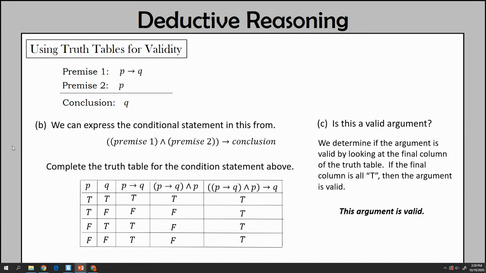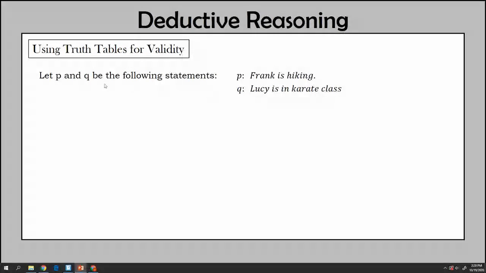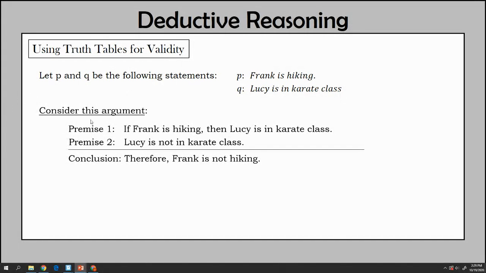And you'll get some that look like this tonight. I'm going to do another one here with you. So P and Q are the following statements: P, Frank is hiking. Q, Lucy's in karate class. This is our argument. Premise one: if Frank is hiking, then Lucy's in karate class. Premise two: Lucy is not in karate class. Conclusion: Frank is not hiking.